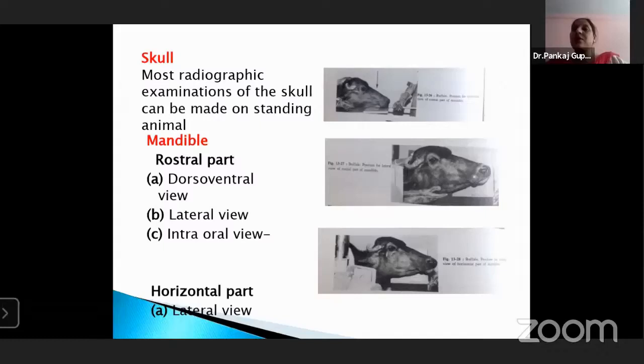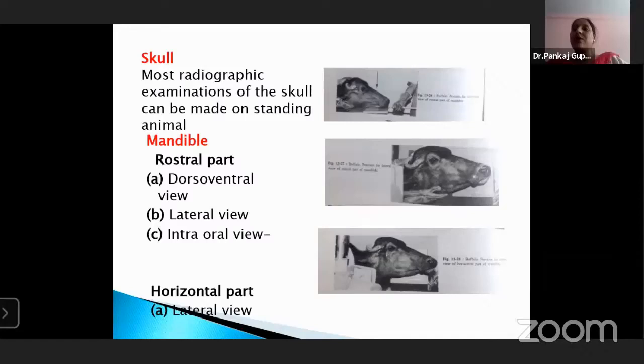For the exposure of mandible, you all know the mandible has two parts, the rostral horizontal part and the caudal vertical part. For the rostral part, we can have a dorsoventral view. In the first picture, this is the dorsoventral view for the rostral part of mandible. The second picture is a lateral view of the mandible, and we can also have intraoral views where the cassette is placed after opening the mouth and exposure is made from the ventral aspect.